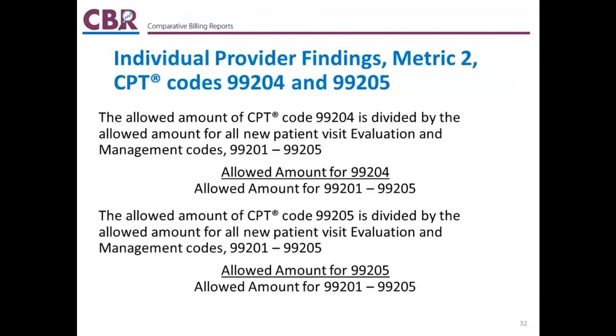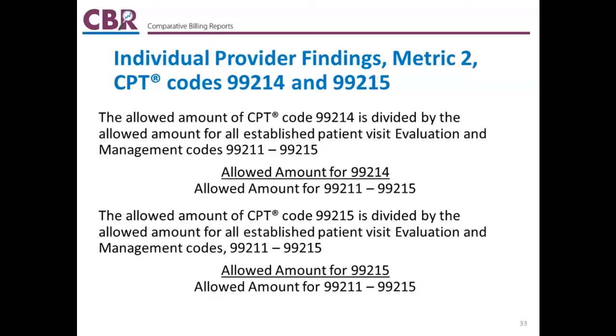The calculation for this metric is very similar to that of metric 1. The CBR team looked at the allowed amount submitted for CPT code 99204 and divided that figure by the total allowed amount for all new patient visits. This shows the percentage of allowed charges for 99204 in relation to all the charges submitted for new patient visits. As in metric 1, this calculation is replicated using the claim submission of code 99205 in the numerator.